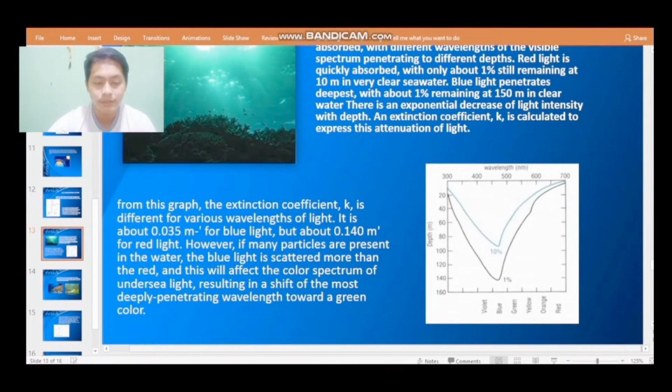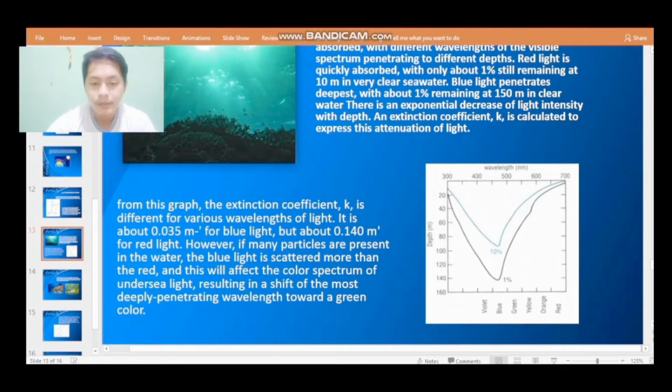the attenuation of light. So in this image, we can see that infrared radiation is quickly absorbed and converted to heat in the upper meters. From this figure, the extinction coefficient K is different for various wavelengths of light. It is about 0.035 per meter for blue light, but about 0.140 per meter for red light.